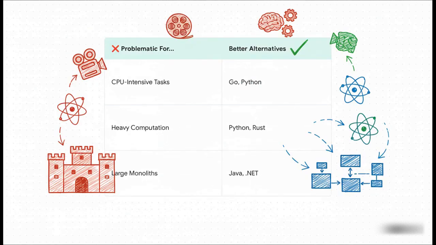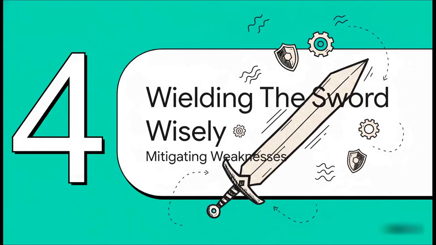Now, for the flip side, here's the danger zone. Do not use Node.js for anything that's CPU intensive. Seriously. We're talking video encoding, machine learning, heavy scientific simulations. For those kinds of jobs, you're going to have a much better time with languages like Python, Go, or Rust. And for those giant, complex, monolithic enterprise apps, you're probably better off with the structure of something like Java or .NET.